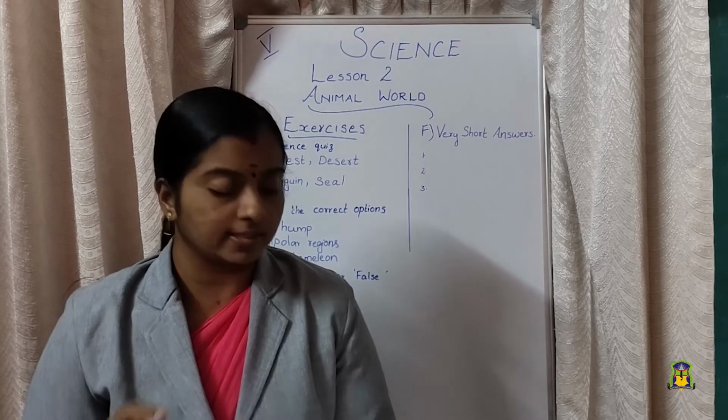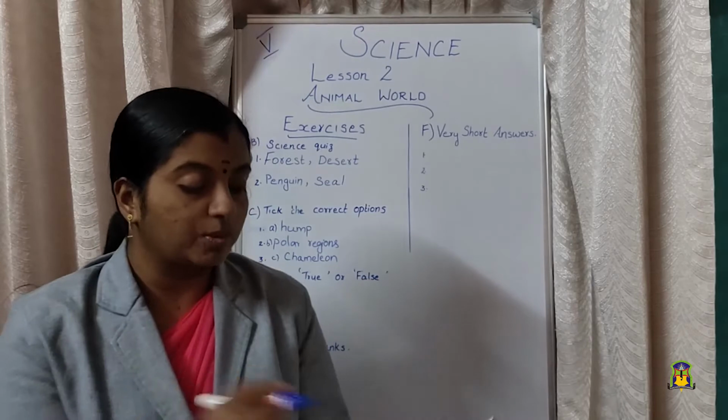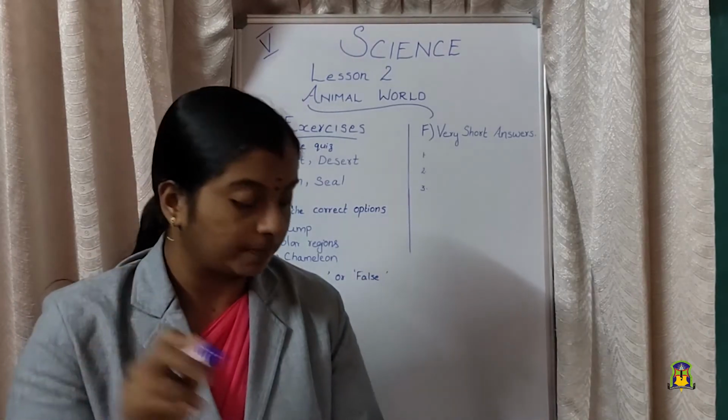They are not found in deserts. So put a false. Put an F against that sentence. Put the F in that particular column.